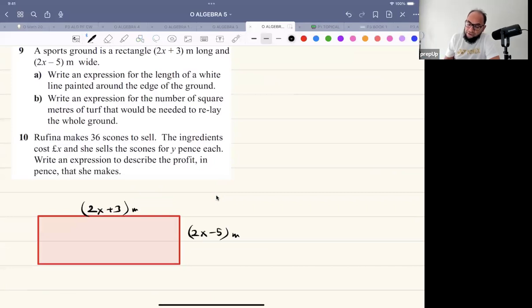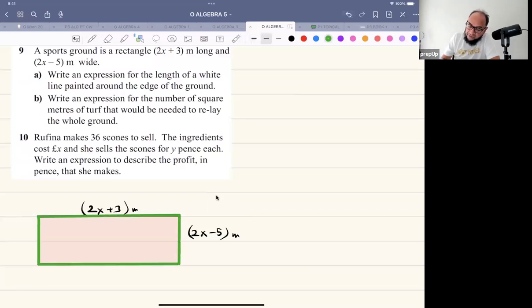Meter. Write an expression for the length of a white line painted around the edge of the ground. Now, if they are talking about a white line, let me draw that line in green and let me make it thicker. So that would be like this and this and this and this. So that would be this line.